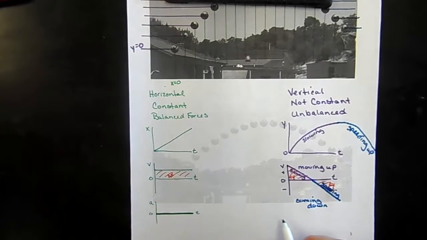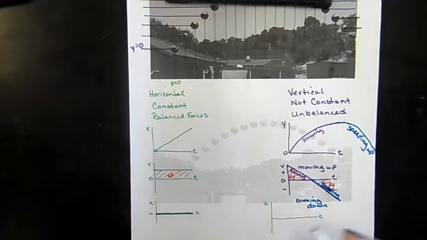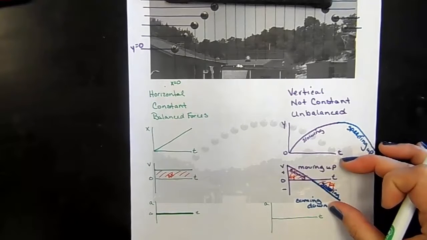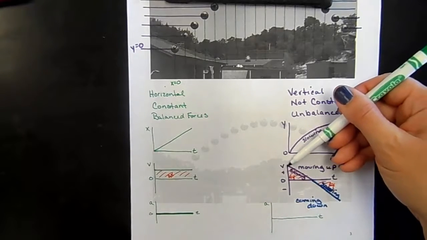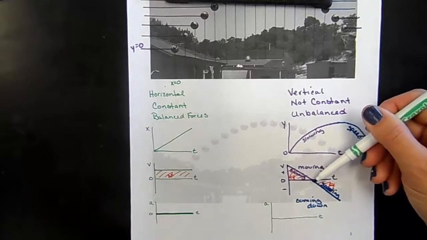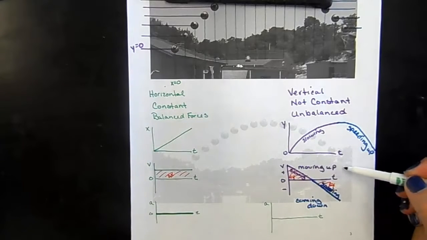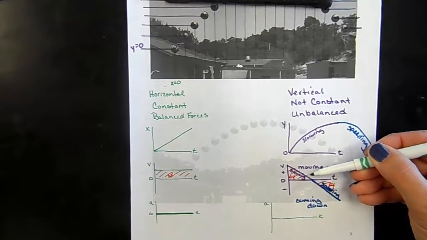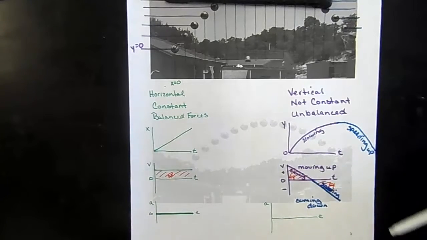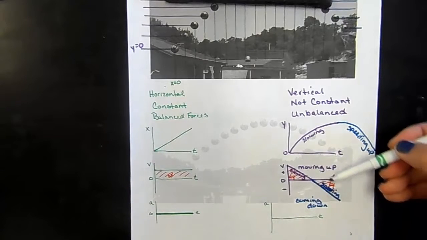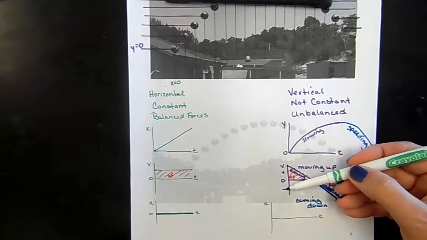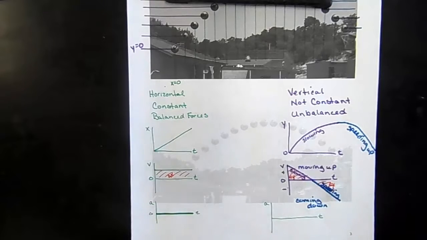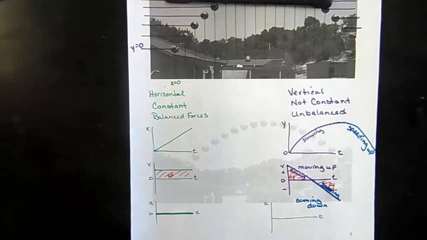But if we come over here and look at our acceleration time graph for this one, our acceleration here is negative. So we are moving up, so the ball is going in a positive direction, but it's slowing down. So we have a negative acceleration. On the way down, we are speeding up, but we're speeding up in the negative direction. So we still have a negative acceleration. So our acceleration is going to be negative the entire time.